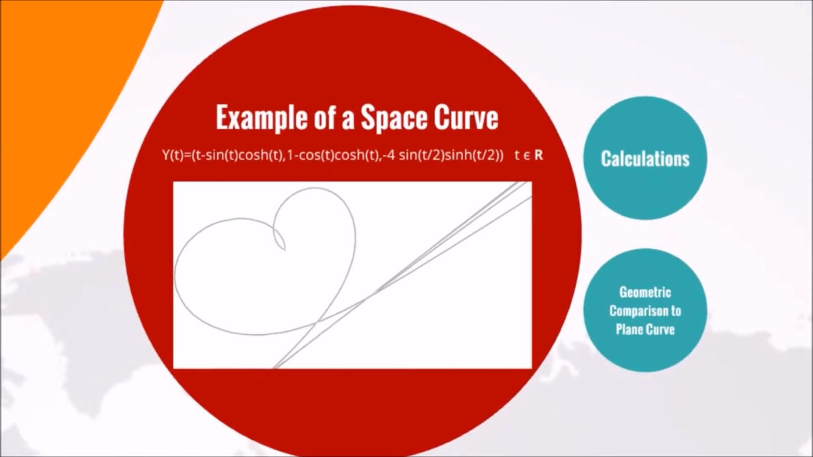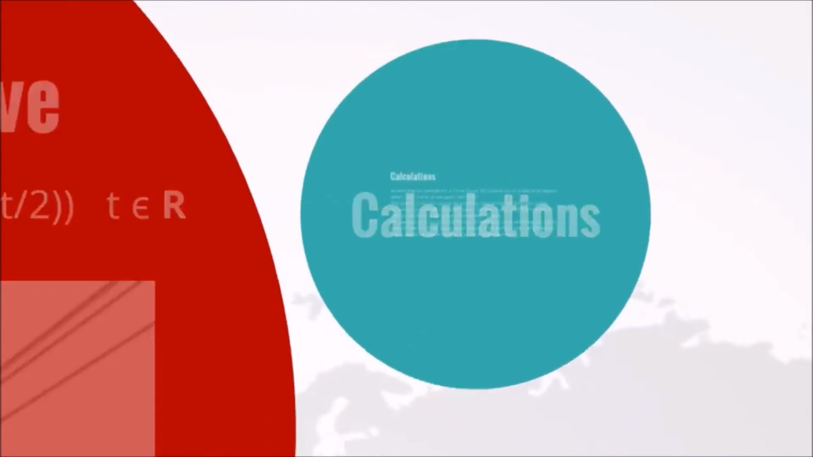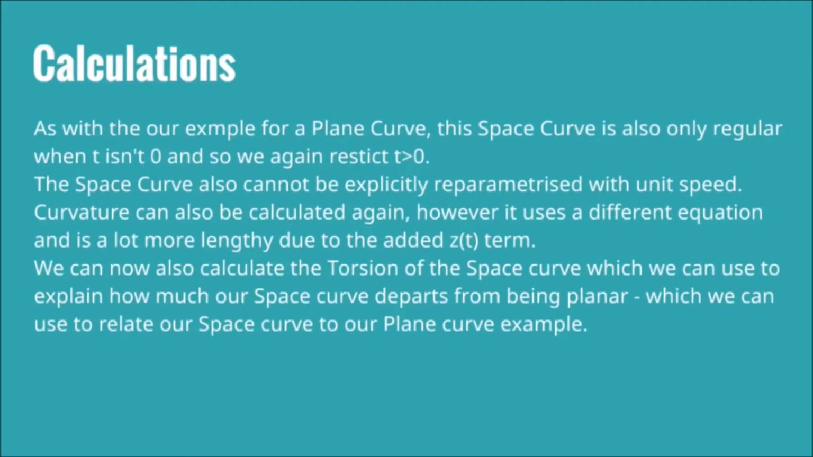A specific example of a space curve would be this. With the equation shown above, the image beneath could be interpreted from calculations on curvature and torsion. Specifically, the calculations show that this space curve, similarly to the plane curve, is only regular when t is not 0.